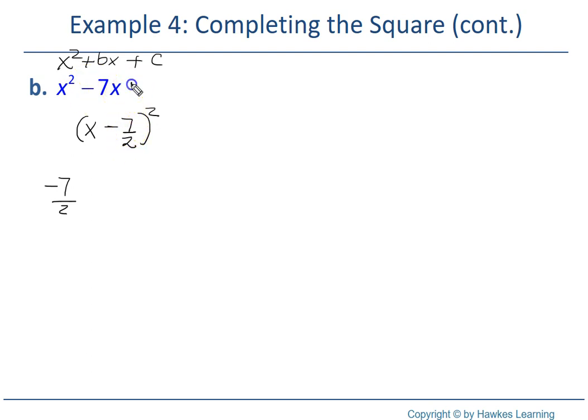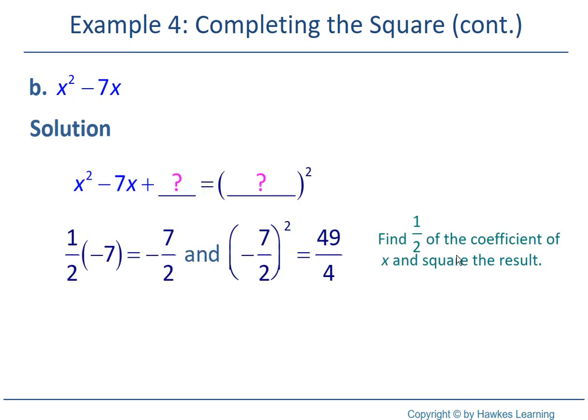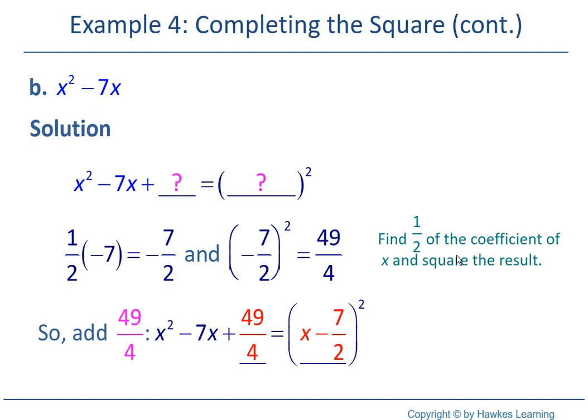Now, how do we get our c term? Our c term is this squared. So this is going to be 49/4. We have completed the square and factored it into a binomial that we're going to square. This is a perfect square trinomial. Okay. Now we're not finished yet, but we're on the way, so to speak. And there you have it.